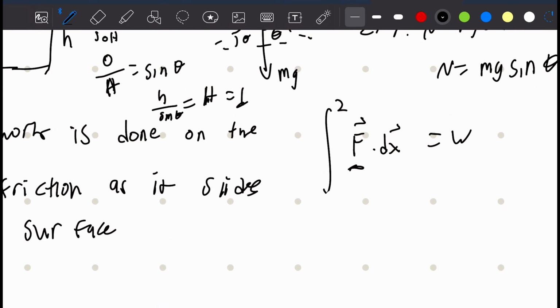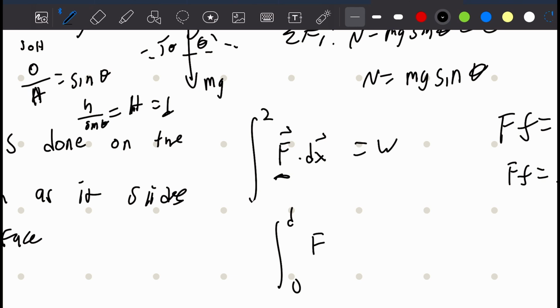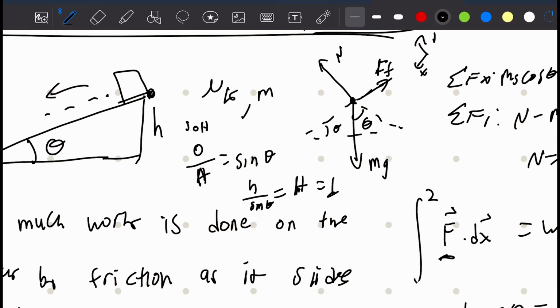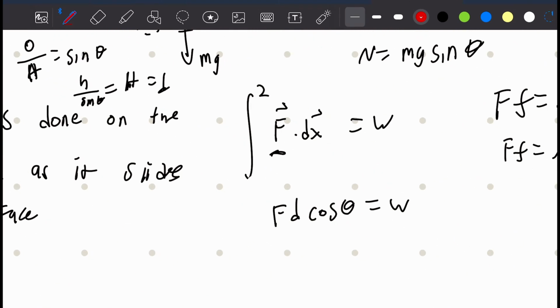So integrating this from 0 to d, we have F d cosine of the angle between them. So we'll go ahead and actually just write out this portion here. F d cosine of the angle between them is equal to the work done by these two. Since the direction of motion and the distance vector are the same thing, and they're going in that direction, we're going to have some negative work done by this friction.